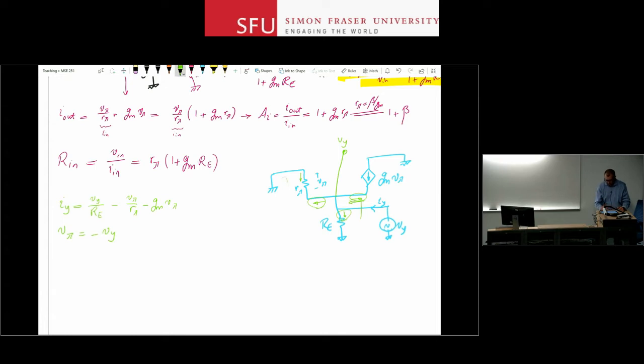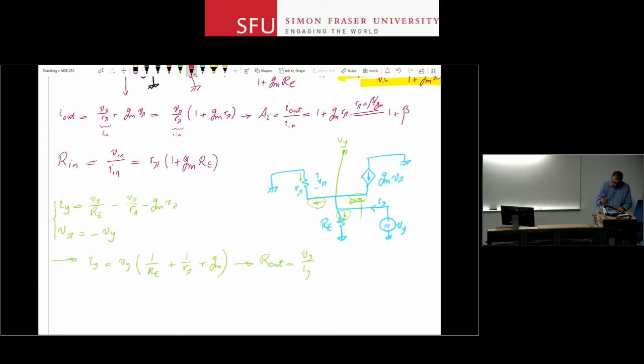Or you can write your KVL from here and go through here to ground and then convince yourself that's the case. Now, if I know these two, I can show that Iy now is going to be Vy times 1 over Re. The negative sign that I had for V pi in that equation now goes away. It becomes positive, and same thing for the last expression. And therefore, I can calculate R out, which is Vy over Iy.